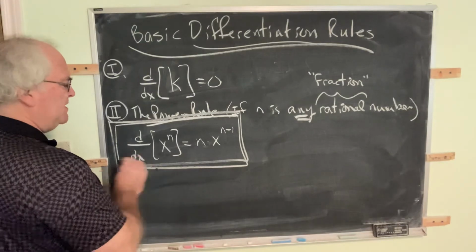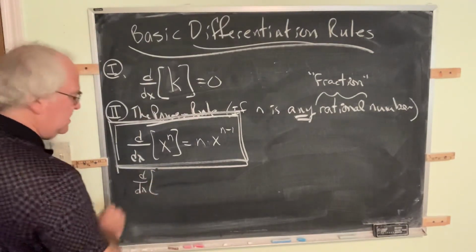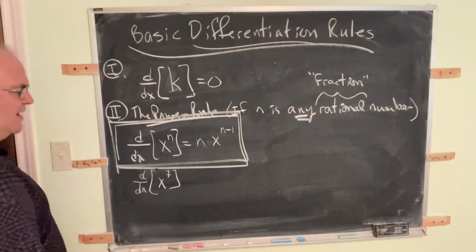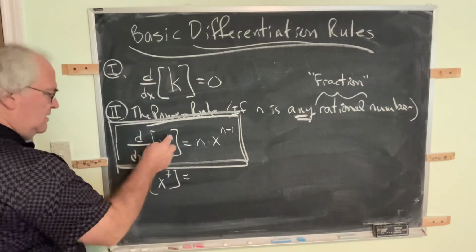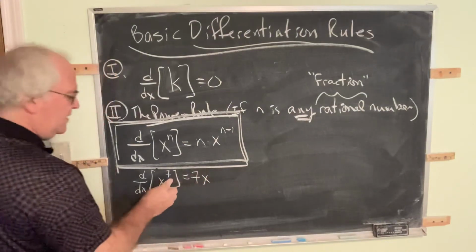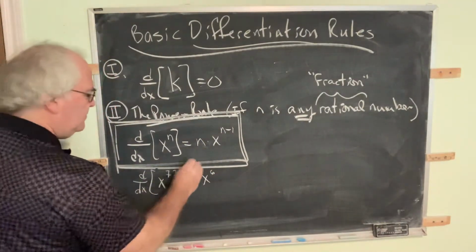So what are some specific cases of this? What if I had x to the 7th? What's the derivative of x to the 7th? Well, in this case, n is 7. The exponent comes down to multiply, 7, and then you subtract 1: 7x to the 6th.